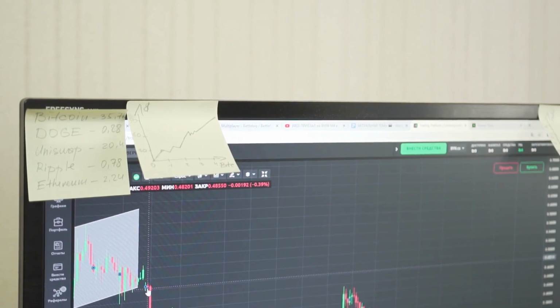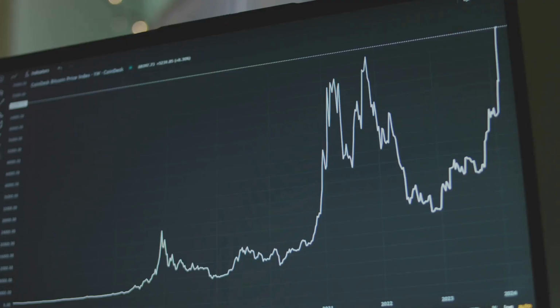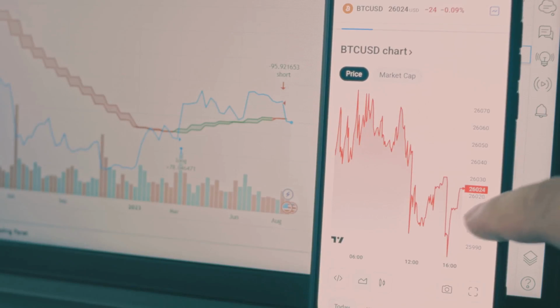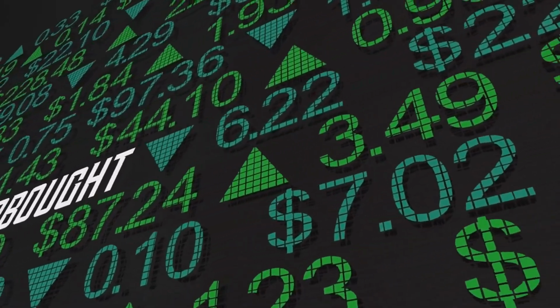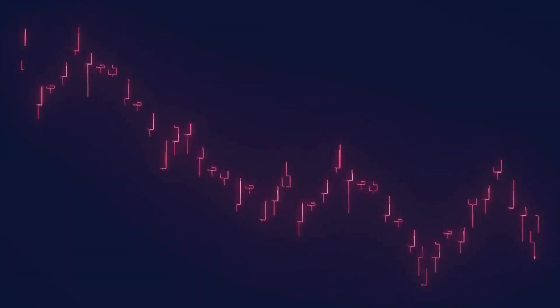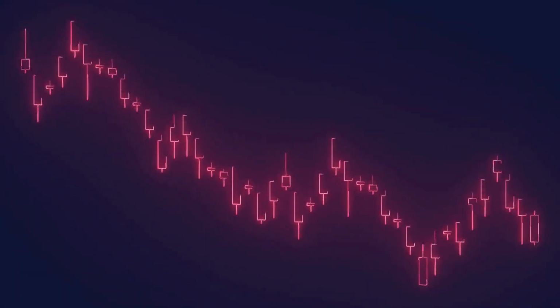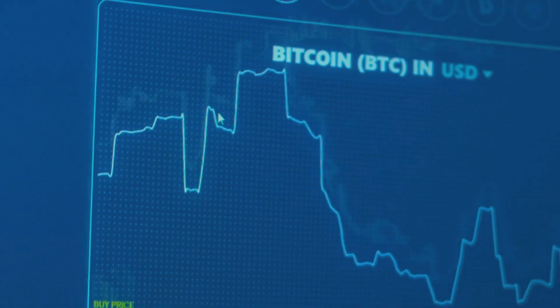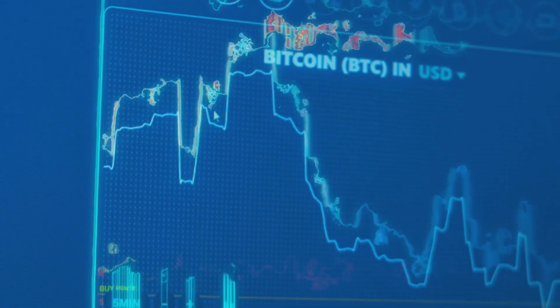The RSI measures the speed and magnitude of price changes to identify overbought or oversold conditions. It ranges from 0 to 100. If the RSI is above 70, the asset might be overbought, meaning a pullback could happen. If it's below 30, the asset might be oversold, signaling a potential rebound. For example, if Bitcoin's RSI hits 80, it might be time to take profits.